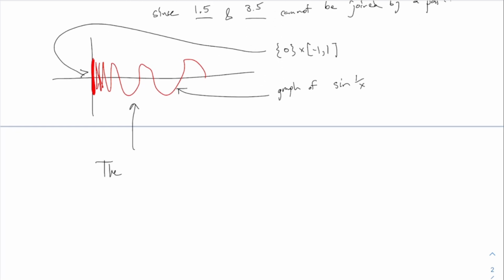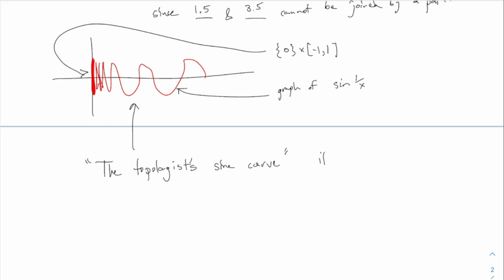This is called the topologist's sine curve because topologists like this. The topologists. Is it that way or this way? Maybe that way, I don't know. Sine curve, because topologists think that this is interesting. It is interesting from the point of view of topology. It's not terribly interesting in other contexts. But this is called the topologist's sine curve.